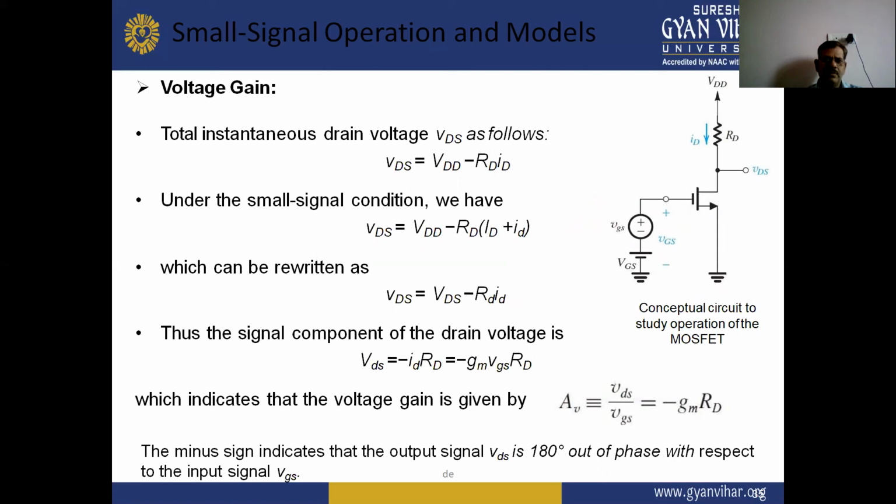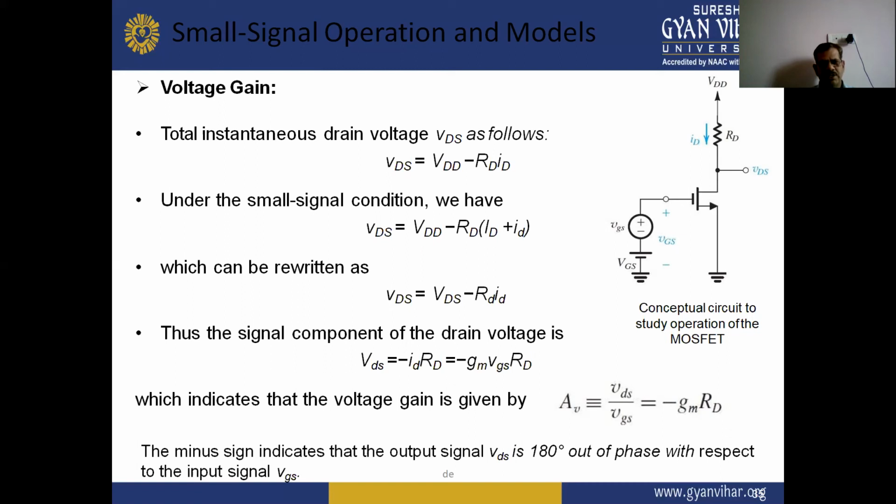So what is the voltage gain? For the MOSFET, the total instantaneous drain voltage vDS is as follows: vDS equal to VDD minus RD iD. Under the small signal condition, we have vDS equal to VDD minus RD into (ID plus small id), which can be written as vDS equal to VDS minus RD small id.